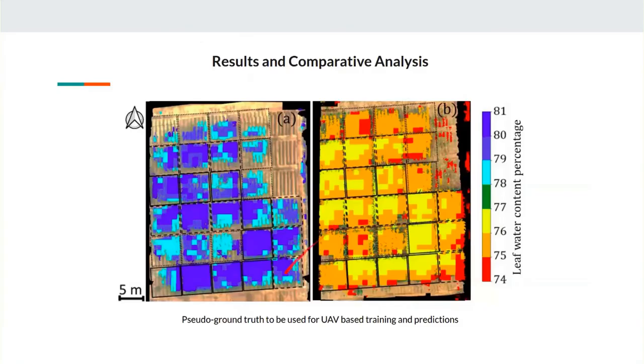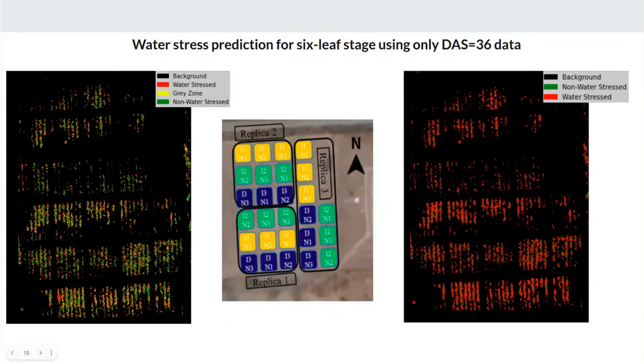So these are 1 meter by 1 meter plots each. And what we find is this is a good approximation, or a pseudo ground truth, for every pixel in this region, so that we can train our regressors on the UAV captured hyperspectral images so that they are able to predict the leaf water content.